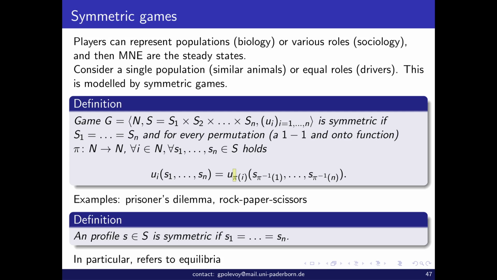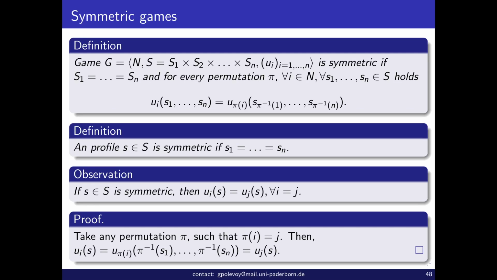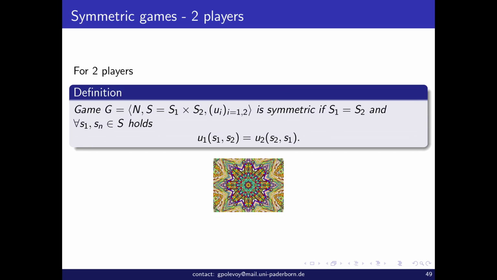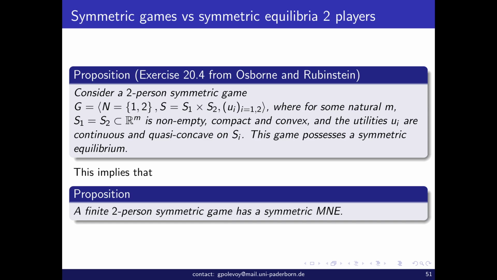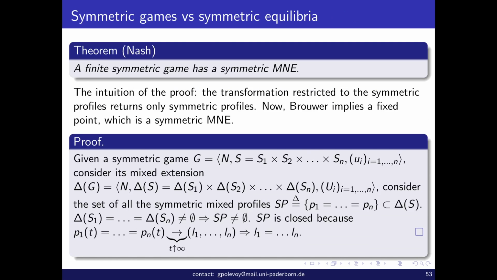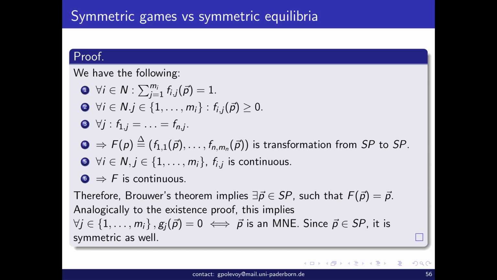Now, given that, all these statements stay the same with the same proof. So the definition of a symmetric profile is the same, and a symmetric profile always implies that the utilities of all the players in that profile are the same. For two players, as I said, the definition looks the same, the examples stay the same. For two players, the existence statements and proofs stay the same.